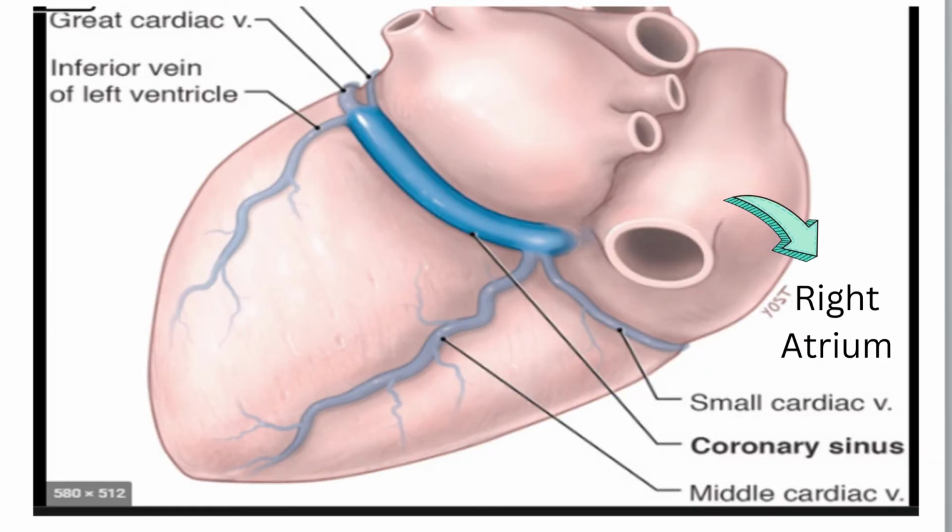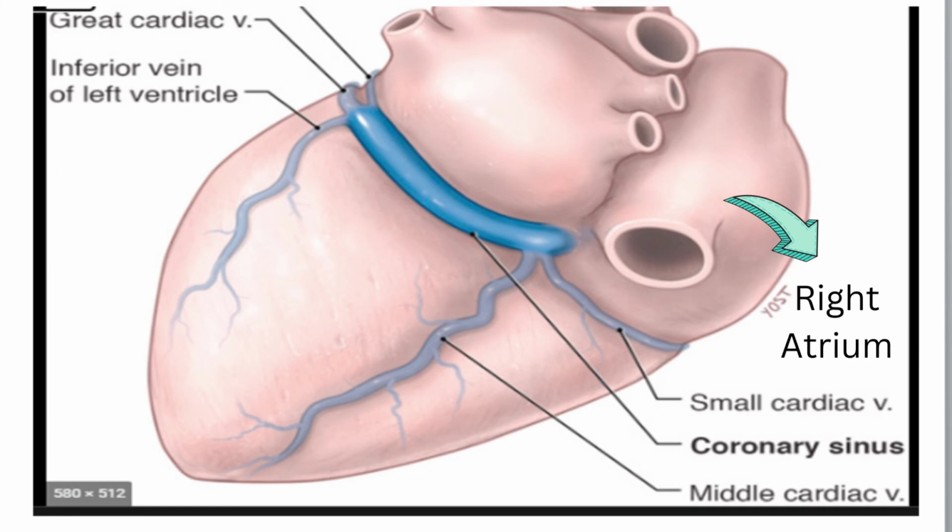Now, we will look at the venous drainage of the heart. The veins of the heart will drain into a structure called the coronary sinus. The coronary sinus is located posterior to the heart and it drains directly into the right atrium. Additionally, there are tiny cardiac veins that enter the right atrium directly.